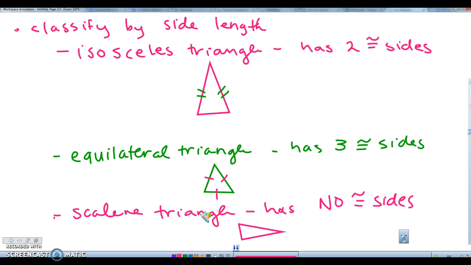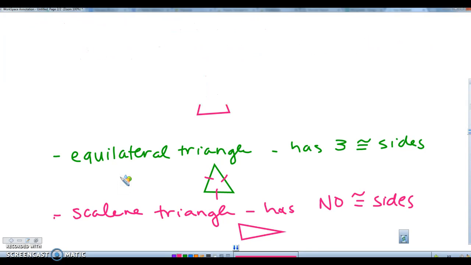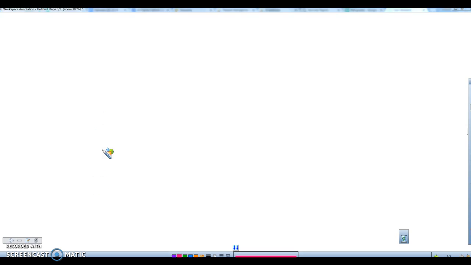Lots of right triangles are either isosceles or scalene. Right triangles obviously cannot be equilateral because then not all the angles would be the same. Which leads me to my next point, that sometimes we can classify triangles by both side length and their angle.